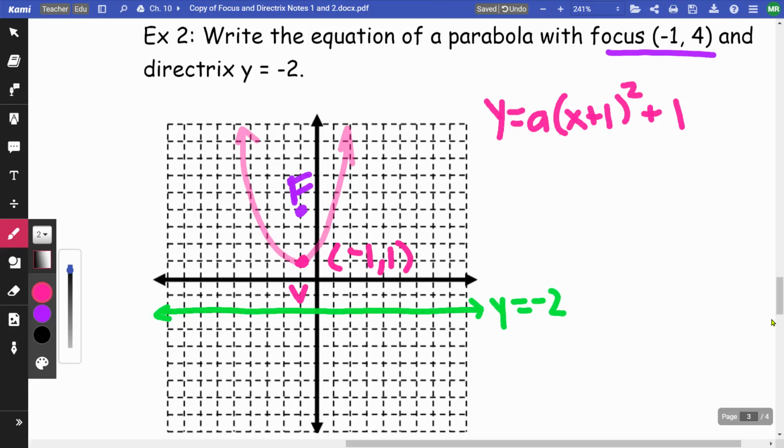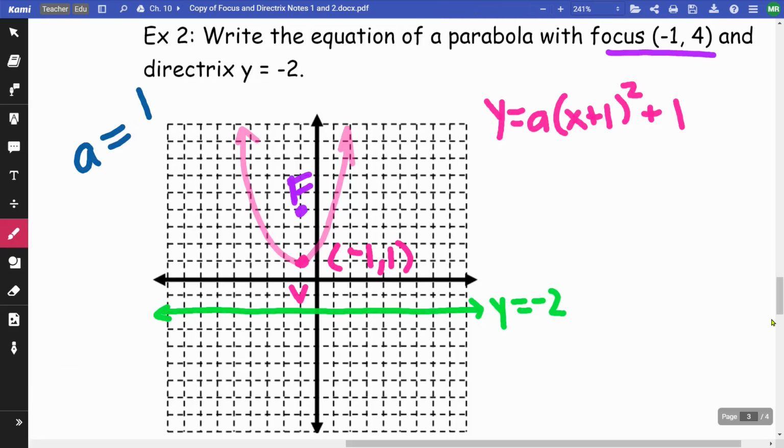To find my a, I need to use the little formula that a is equal to 1/4c. And I need to figure out what in the world my c is. So I'm going to figure out what my c is by looking here. The distance from here to here is my c.